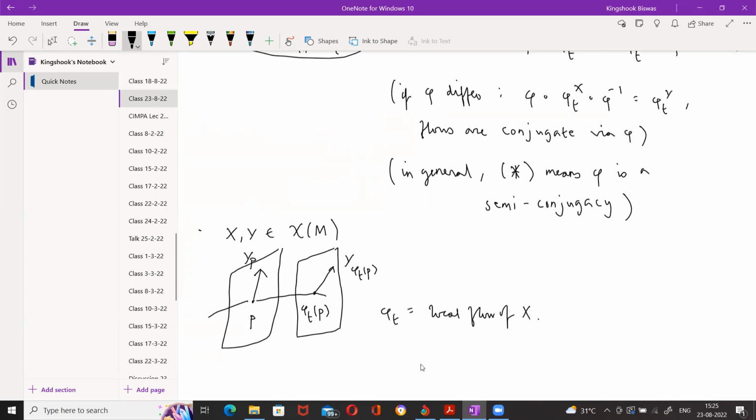Instead, what can I do? What I want is some way to identify these two tangent spaces. Then under the identification, I can get two vectors in the same tangent space, take their difference, and then let t tend to 0. So is there a natural map which identifies the tangent space at P with the tangent space at phi t of P? Yes. What about d phi t inverse? Exactly.